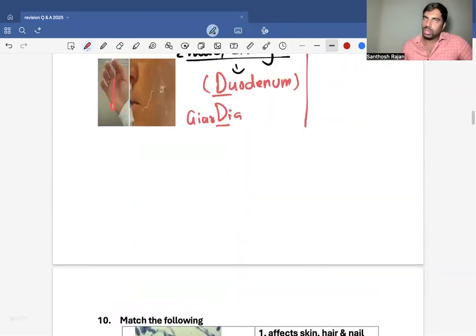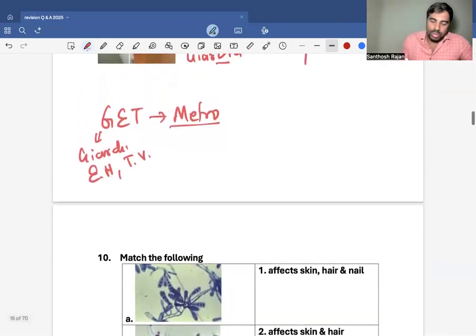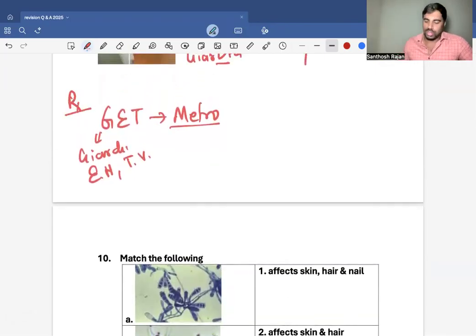Metronidazole for giardia, also metronidazole for trichomonas, because of the shortcut, you remember, get out of the way. Metro train is coming, right? G for Giardia, E for Entamoeba histolytica, T for Trichomonas vaginalis. Okay, all these things. Metronidazole is the treatment. That's all. Okay, fast revision.